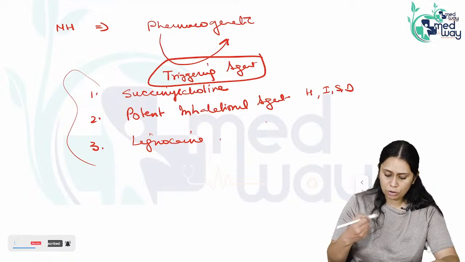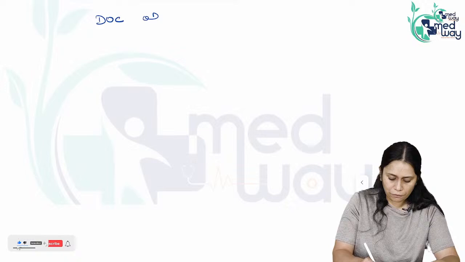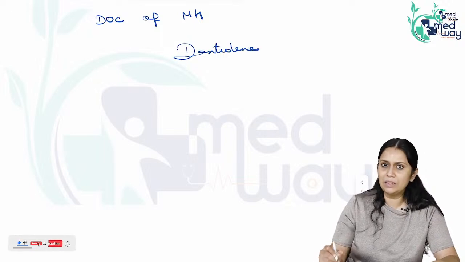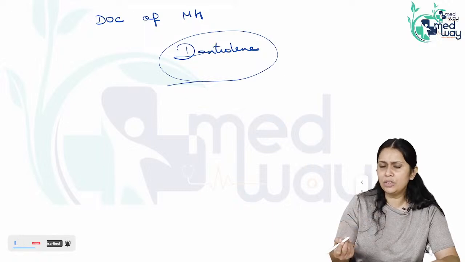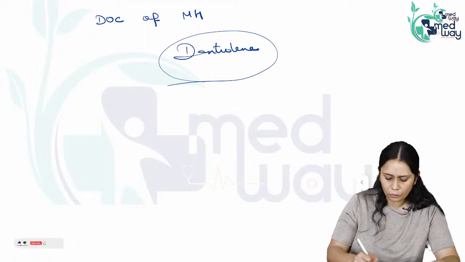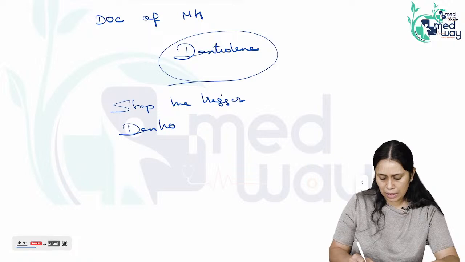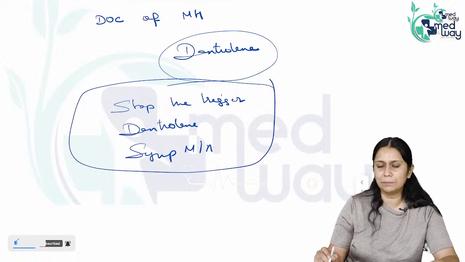Now, what is the drug of choice for treating malignant hyperthermia? Dantrolene. Now, dantrolene is a central muscle relaxant which stops malignant hyperthermia. So it's the drug of choice. How do we manage if we suspect malignant hyperthermia? We stop the triggering agent. We give dantrolene and we do symptomatic management. So this is the management of malignant hyperthermia.